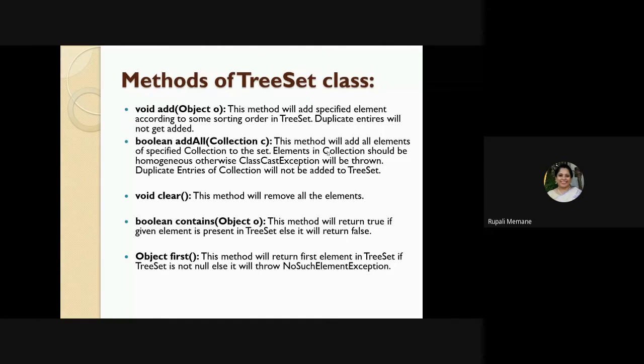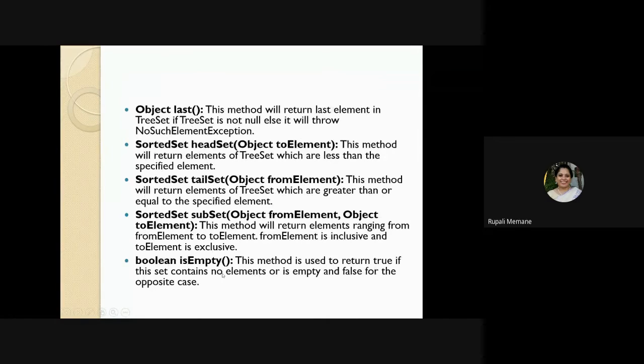Fine. The next method is when I want to remove all the elements from the collection, I use the method clear. So void clear. Now I want to check if an element exists in the collection. I pass the object parameter, which is contains. We have already seen this method in the previous collection. Now, if you want to retrieve the first element, I just use the method first. It will return the first element which is there in the tree set, and the return type is object. Then if I want to retrieve the last element, the last method is used and the return type is object.